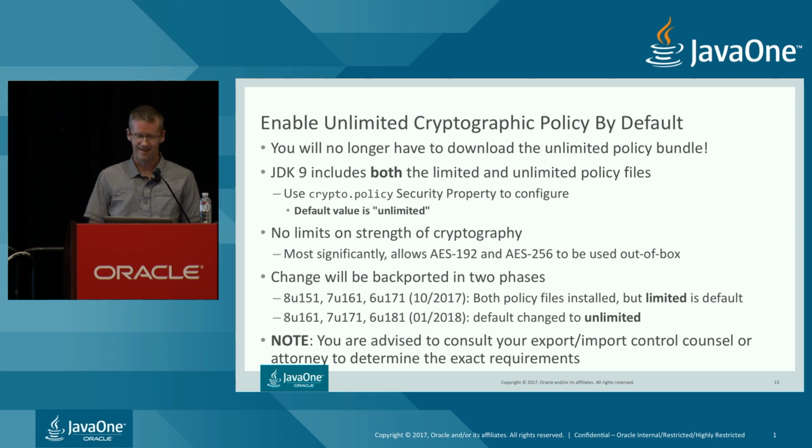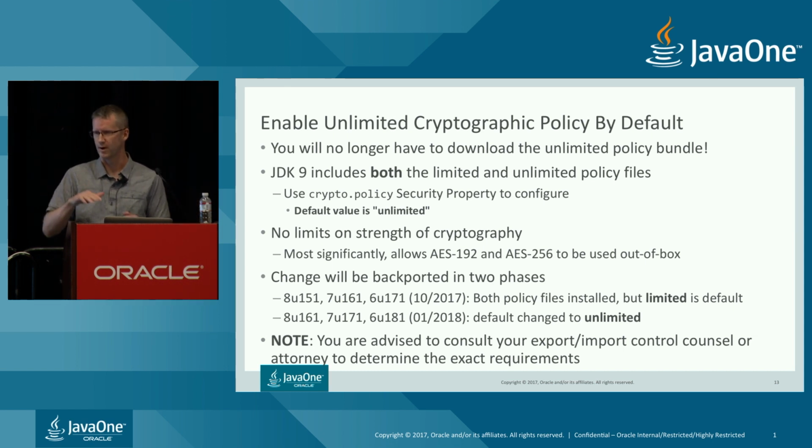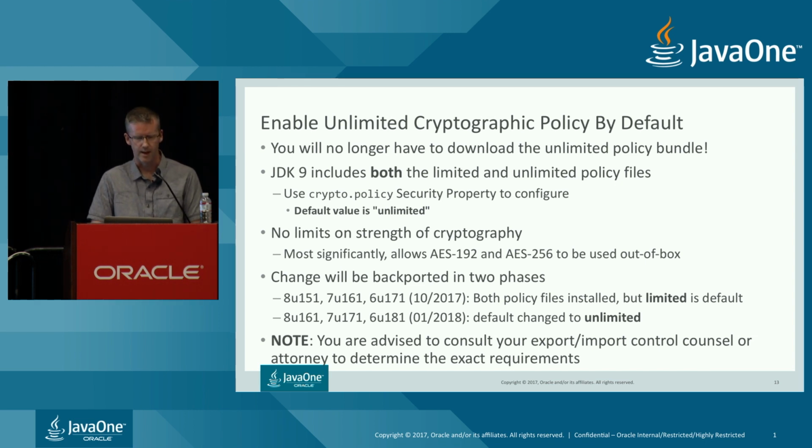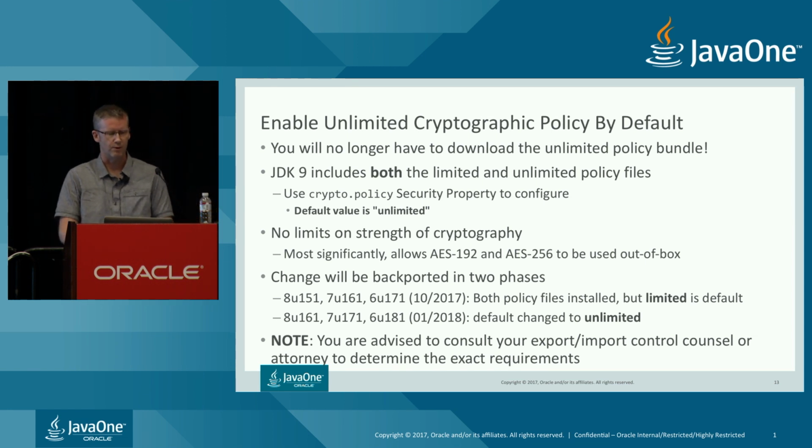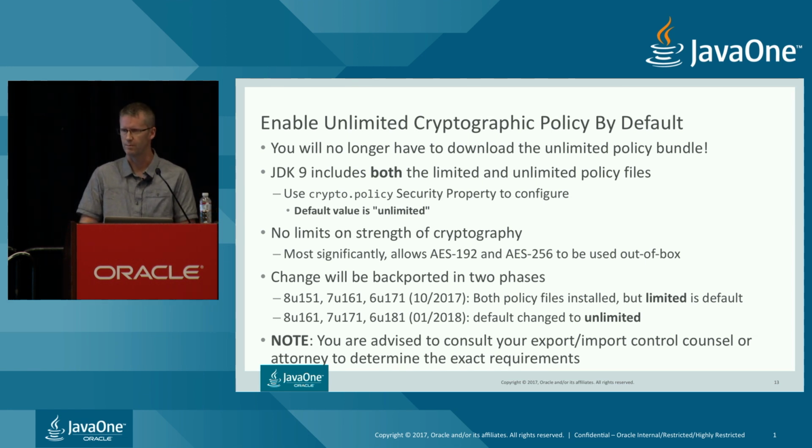Yeah, right here. It's done in 2 phases because we wanted to sort of mildly prepare you for it. In the October release, about 2 weeks, both policy files will be installed, but limited will be the default. However, it's just a simple switch of that property. You can even do it in your code, say Security.setProperty crypto.policy unlimited, and then you're going to get it. So you don't have to download it. It's there in the JDK. And then in January, that default will be flipped to unlimited.